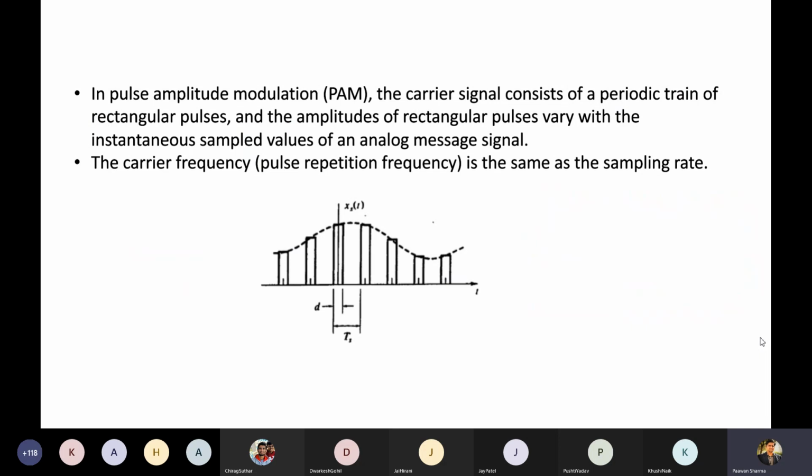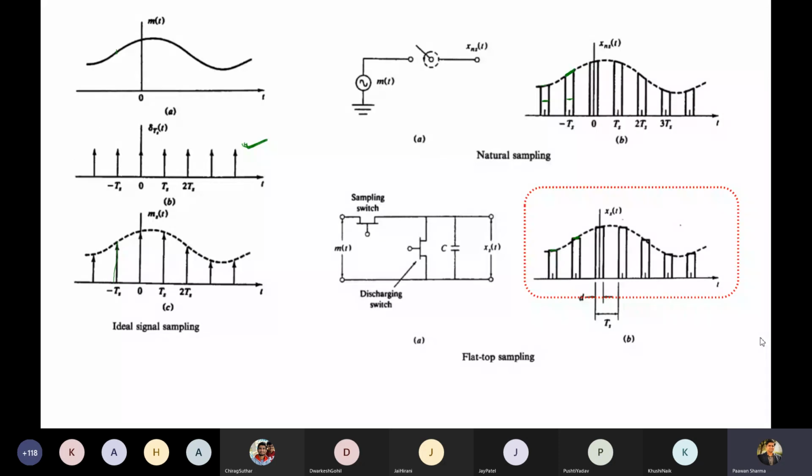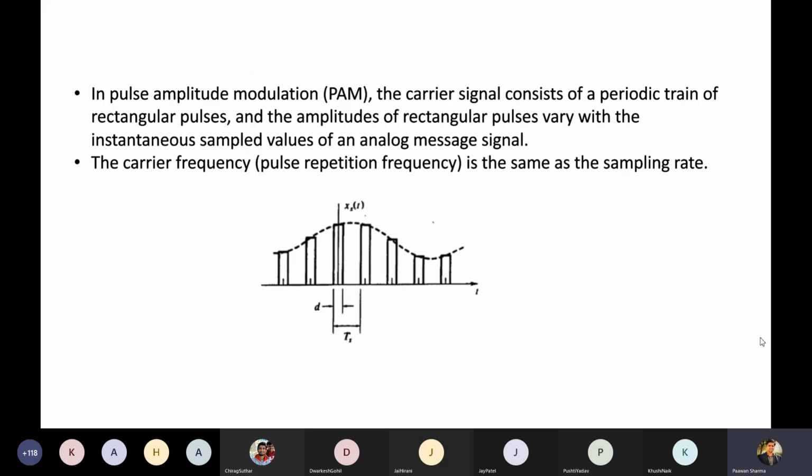In pulse amplitude modulation, the carrier signal consists of a periodic train of rectangular pulses. This is not a rectangular pulse, but in this flat-top sampling, these all are actually rectangular pulses. That is nothing but your PAM, a series of rectangular pulses, and the amplitude of the rectangular pulses varies with the sample value. As per the value of the continuous time signal, your value of the PAM signal will vary.